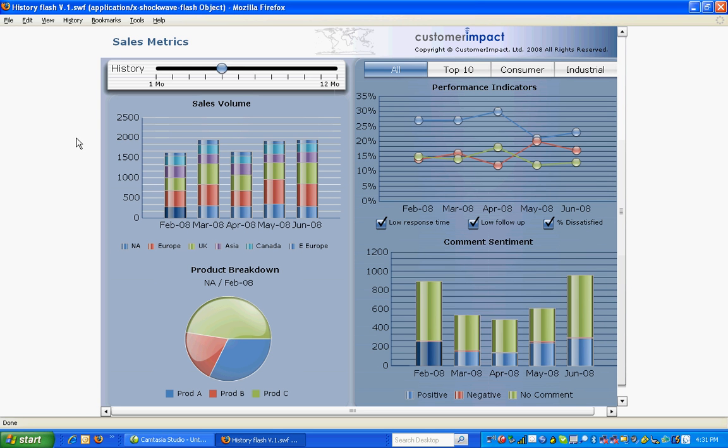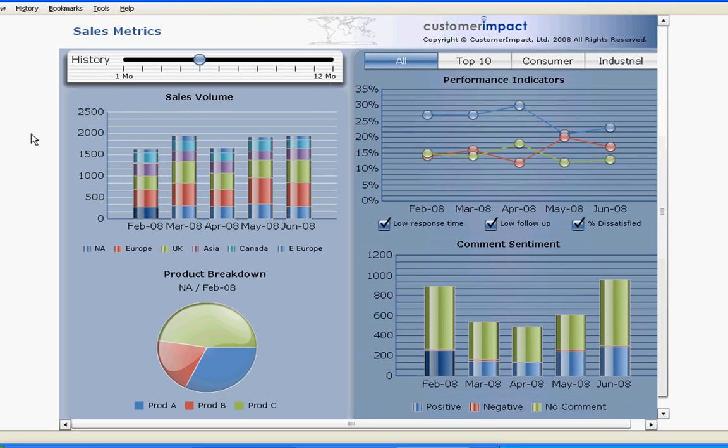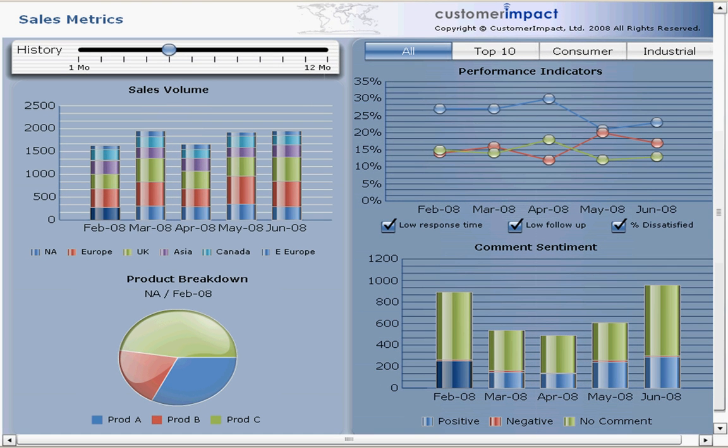In this partial view of a sales metrics dashboard, we show the flexibility and interactive nature of dashboards. We can select the time range to view data across specified months. We can also look at data by regions, products, and customer segments of your business.